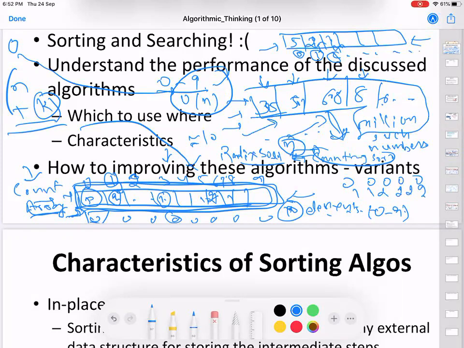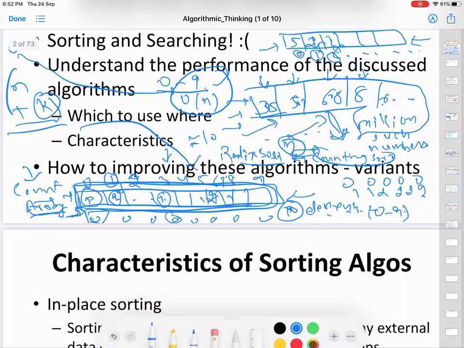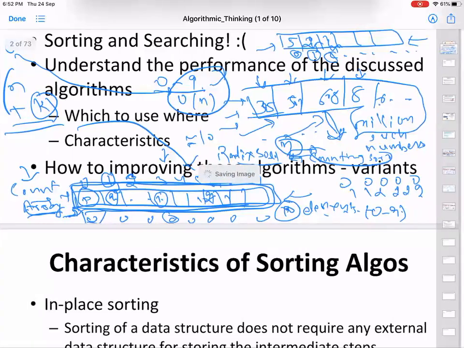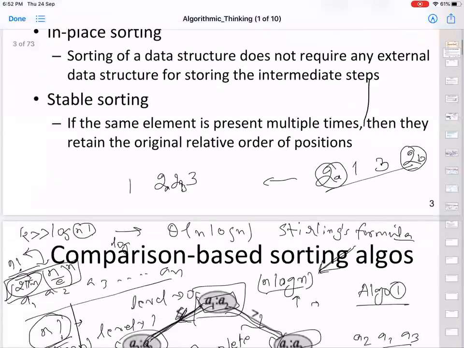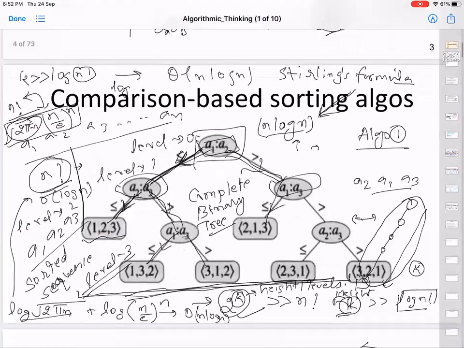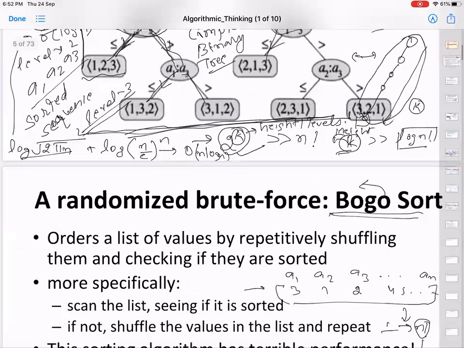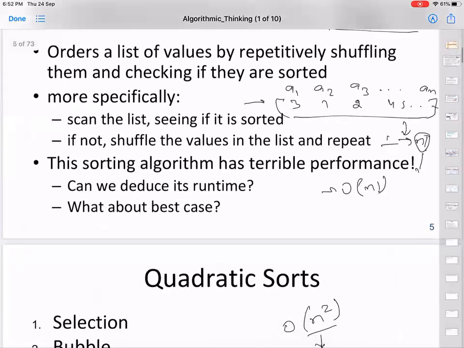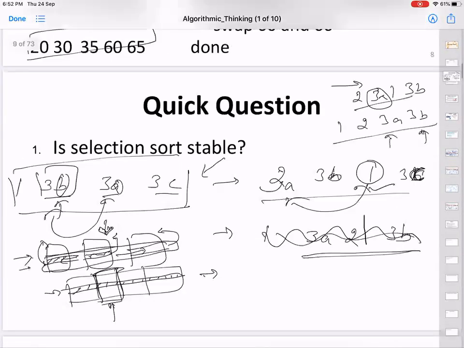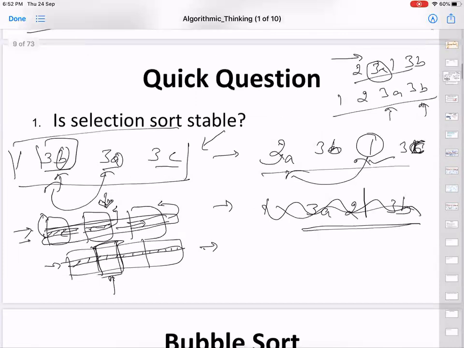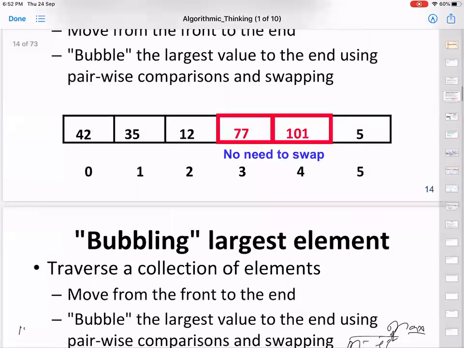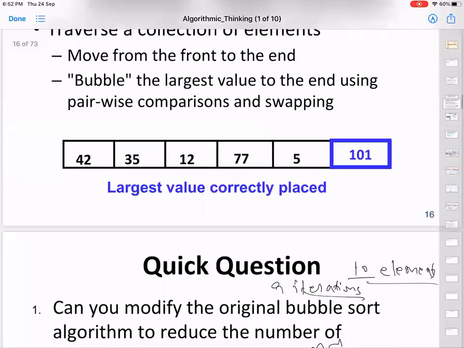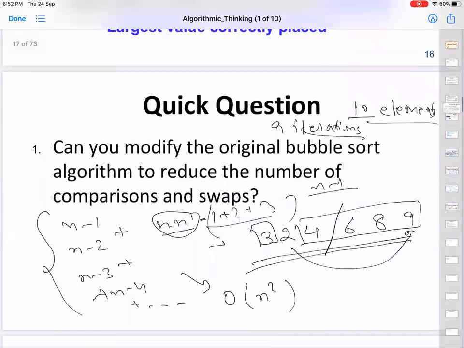Okay, so we discussed a few of these algorithms. We talked about the complexity. I'm just going through the slides. If you have any questions at any point in time, do let me know. We discussed bubble sort, what problems it has, and how we can make it better.